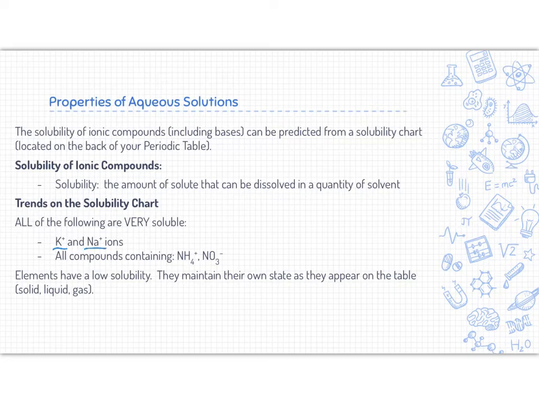Potassium and sodium ions are always soluble. So anything with those two ions will always be AQ. Same with anything containing ammonium or nitrate. Those will always be AQ.